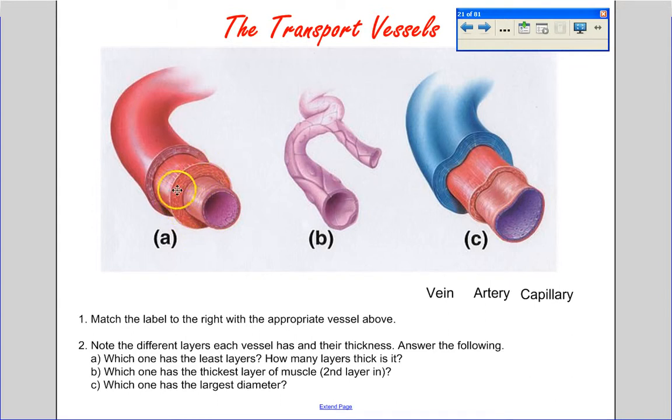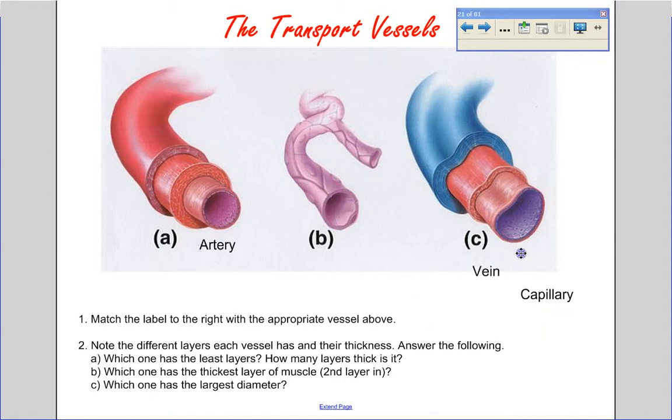So this muscular layer is really thick in an artery. It has to be really thick because arteries are under a high amount of pressure. They're receiving blood from the heart. So they're under a high amount of pressure, and they also help to move the blood along. So they're pulsating in order to help move the blood along. So this first one is an artery.